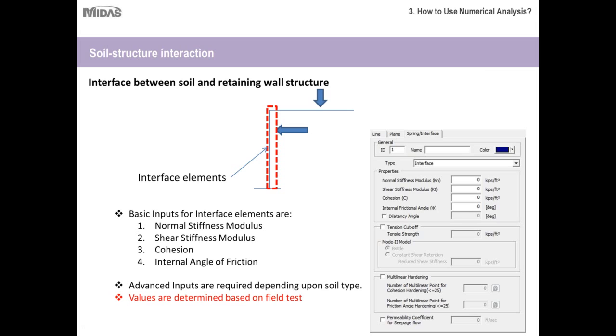Now, why is this soil structure interaction important? First, it determines the relative displacement, and secondly, it helps you understand the behavior of the wall members when the soil mass is deforming and settling down. Therefore, with the combination of these two, you can obtain optimal design forces for your structural components.